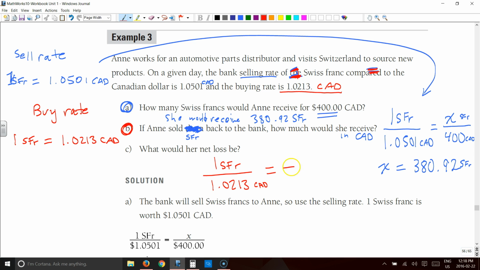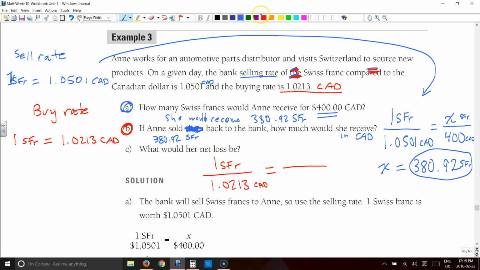Now let's see what happens over here. We want to know what goes on top and bottom, and we don't have any information. We've got no other numbers in this line. We don't know what to put in. I mean, if you look here, we had a 400, so we knew that we had to put a 400 in. But in here it says if Anne sold Swiss francs back to the bank, how much would she receive? Well, how many Swiss francs? How many Swiss francs is she selling back? Well, that's the amount she converted right here. So she's selling 380.92 Swiss francs to the bank. And she wants to turn that into Canadian.